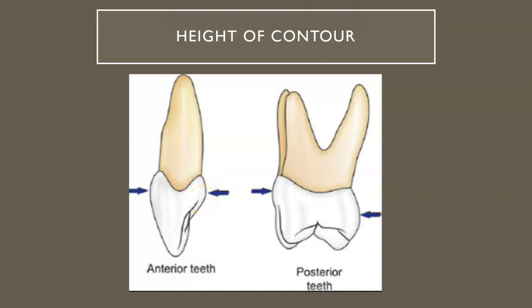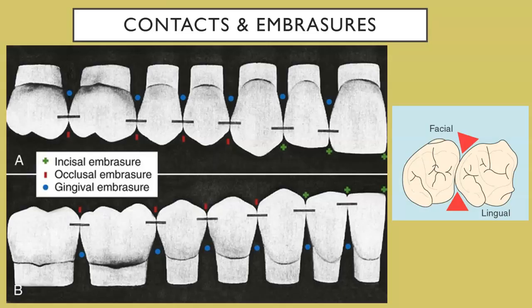This is looking at the teeth from a proximal view, as if we're looking at it from either the mesial or distal, so that we get a better understanding of where those height of contours are going to be on the facial and lingual surfaces, or on the buccal and lingual surfaces. Coming back to this picture here, the height of contour, if we're looking interproximally, is always going to be where that contact is going to take place.